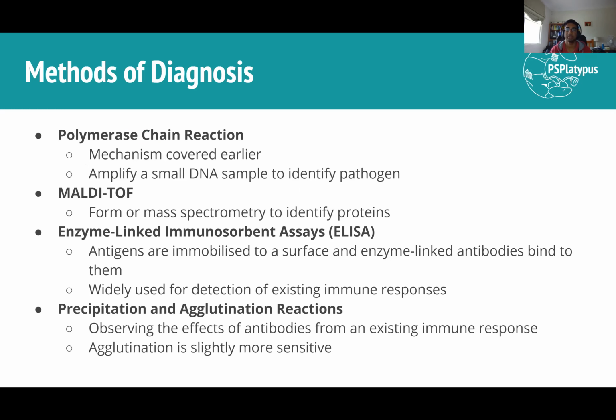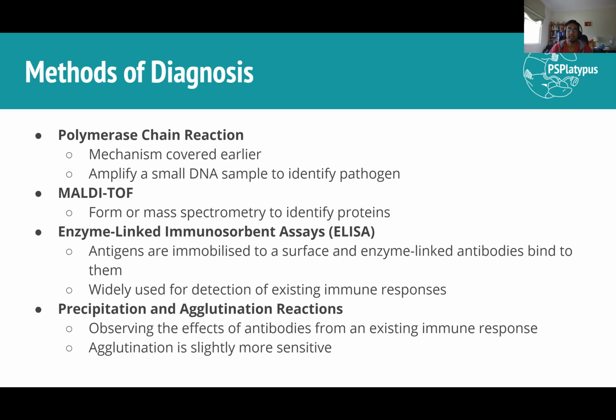MALDI-TOF is a specific type of mass spectrometry. You don't need to know too well how it works, but basically the upshot is that it helps us identify pathogenic proteins. The last two methods here are both, again, testing for your own body's response as opposed to the pathogen itself. ELISA, enzyme-linked immunosorbent assays, is basically, we have a whole bunch of antigens there, and then we expose a sample to them and see which ones bind where, which tests for a whole bunch of different potential pathogens. And if your body has a reaction to one of them, then we can see that.